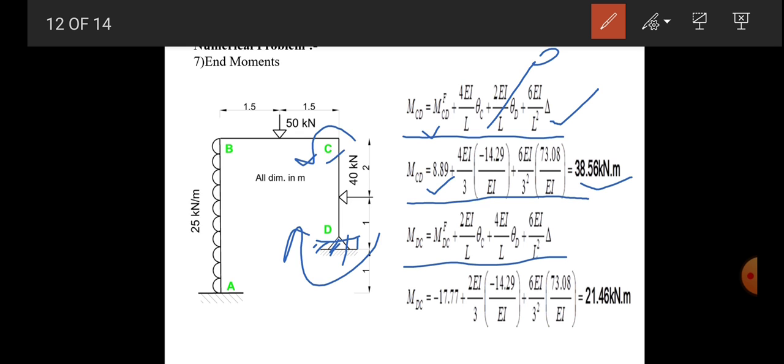Now find out for end D: MDC is equal to MFDC plus 2EI by L theta C plus 4EI by L theta D plus 6EI by L square into delta. Again the theta D term will be 0 because the D end is a fixed end, and the other terms will be there. Put the value of MFDC as minus 17.77, and the values of theta C and delta as calculated earlier. We have MDC end moment equal to 21.46 kilonewton meter. Now we have all the end moments. Now draw the bending moment diagram for the given frame.